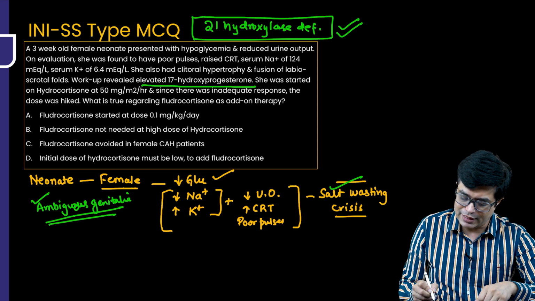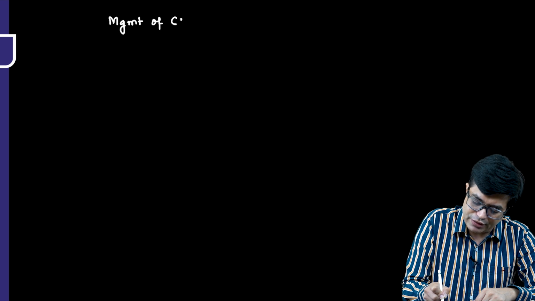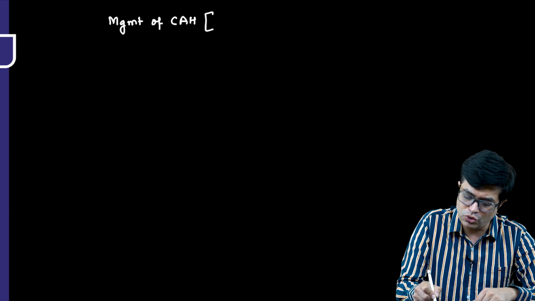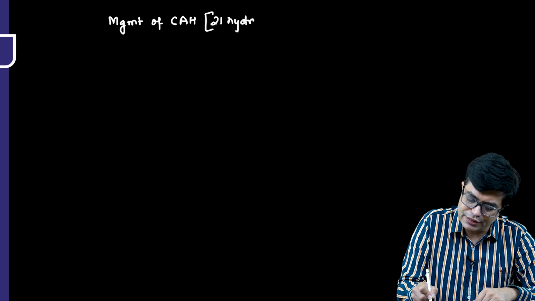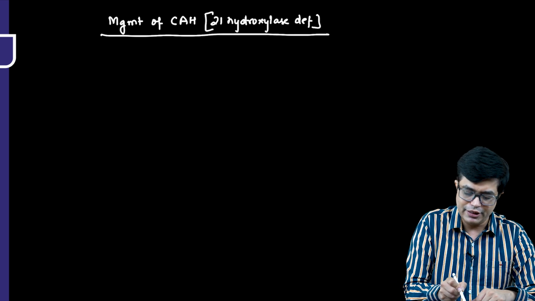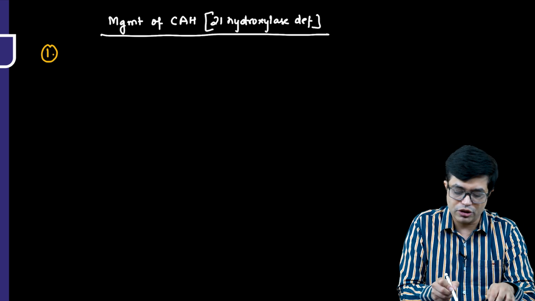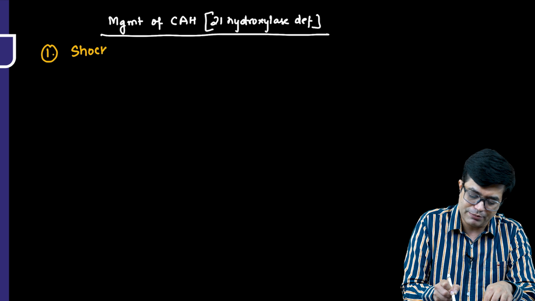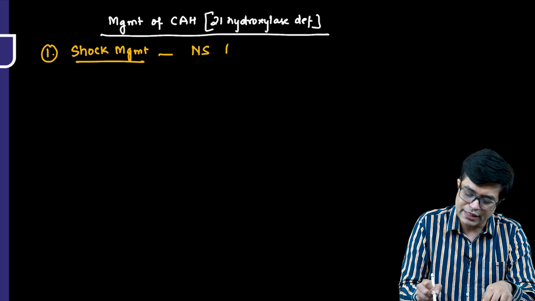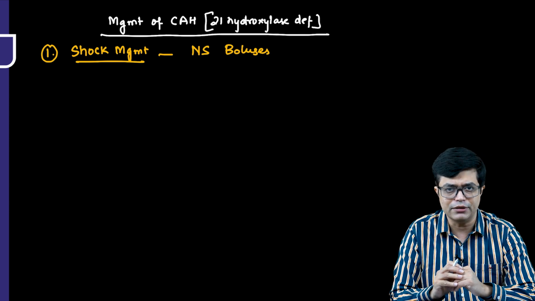So I'm going to discuss, I'm giving the heading management of CAH patient. The most common variety, I'm taking prototype 21 hydroxylase deficiency, who presents to you acutely. Whenever a patient presents to you acutely, the first thing to do is, because the patient will be presenting with shock, so you will try to do shock management in the patient. So in shock management, you will try to give normal saline boluses as you will give for any other shock. So normal saline boluses will be needed in the patient.